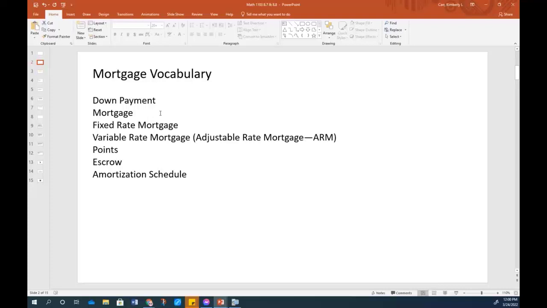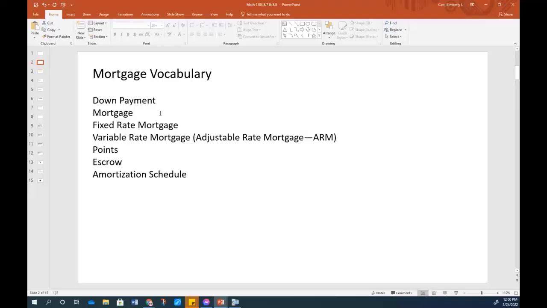Now, a fixed rate mortgage is going to have the same monthly principal and interest during the entire lifetime of the loan, whereas an adjustable rate mortgage is going to have payments that change from time to time depending on the changes in the interest rate.